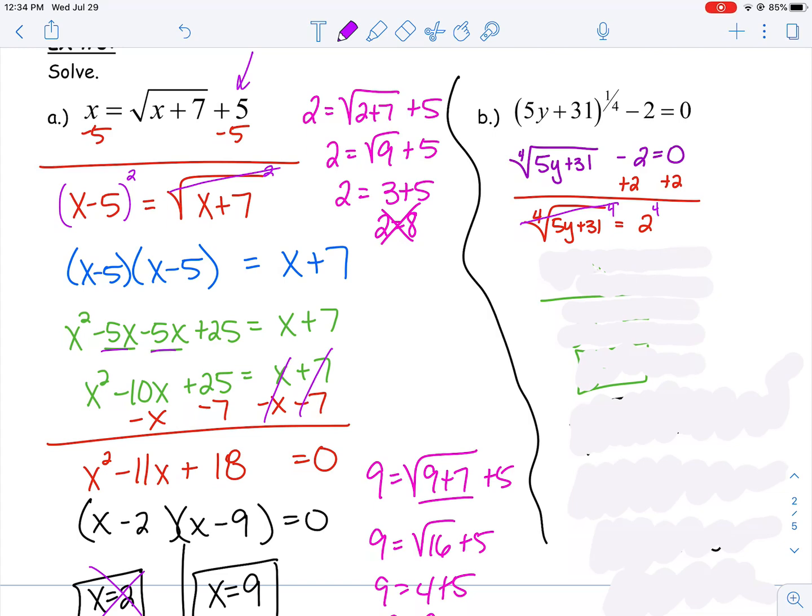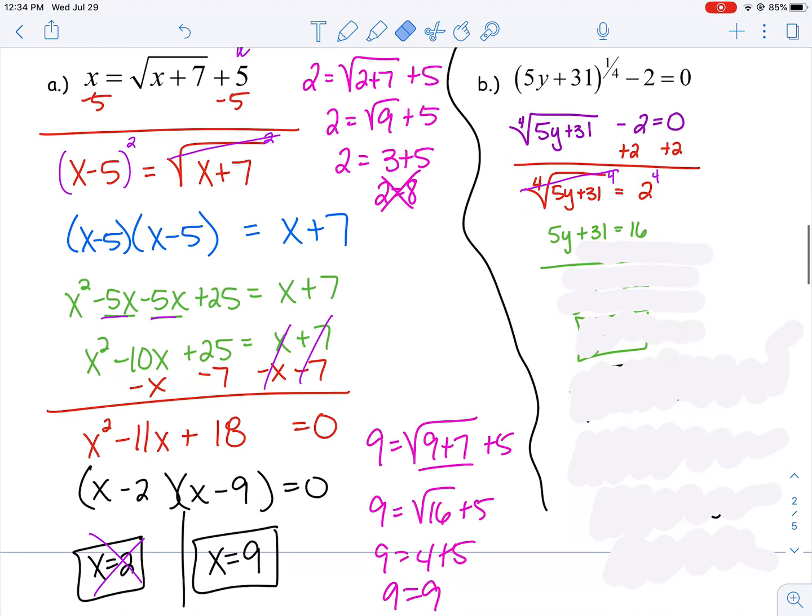So on the left side, the 4th root and the 4th power cancel each other out, and I'm left with 5y plus 31. On the right side, I have 2 to the 4th power. That's 2 times 2 times 2 times 2. I got 16. Now I can solve for y. I can subtract 31. I can divide by 5. And I ended up getting y equals negative 3.